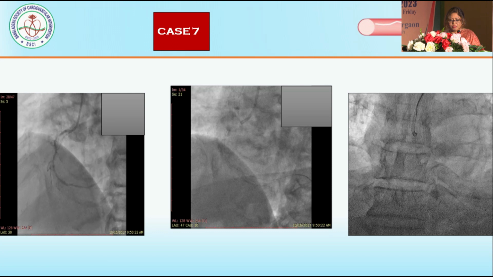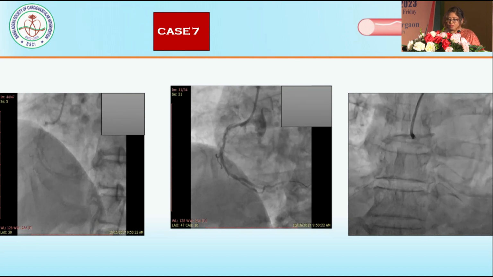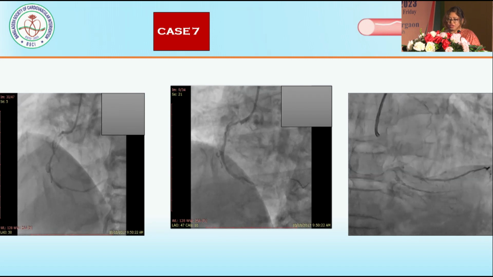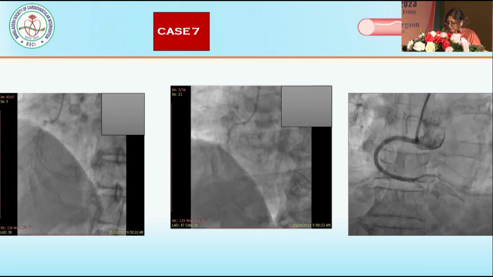Another patient, RCA was hooked, but I think it was not engaged coaxially. There was a dissection in the proximal part, and then we stented it and bailed out.